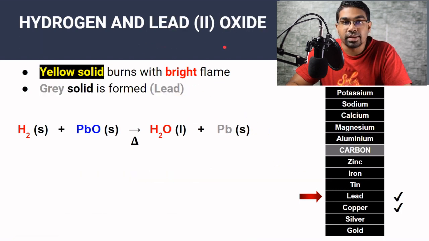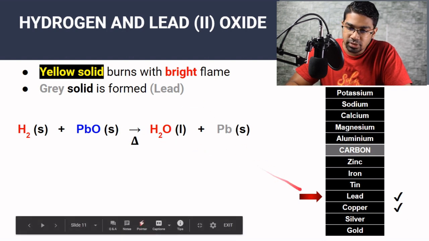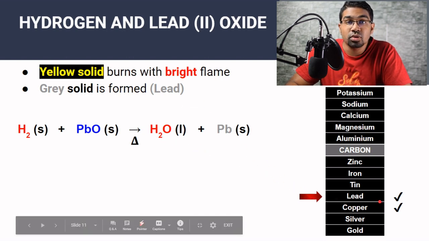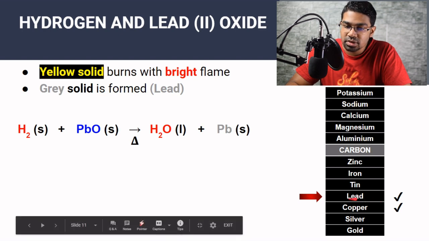Next we react with lead 2 oxide. Now lead 2 oxide is a yellow solid and it burns with a bright flame. So there is a reaction. So hydrogen is able to displace lead from lead 2 oxide and lead comes out. So lead is a grey solid. Copper is a brown solid, lead is a grey solid. Grey solid is formed, and so since it is able to displace lead, then it is more reactive than lead. So the position of hydrogen will be higher than lead here.